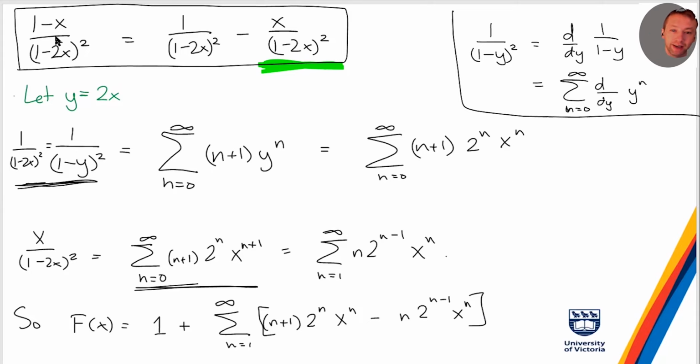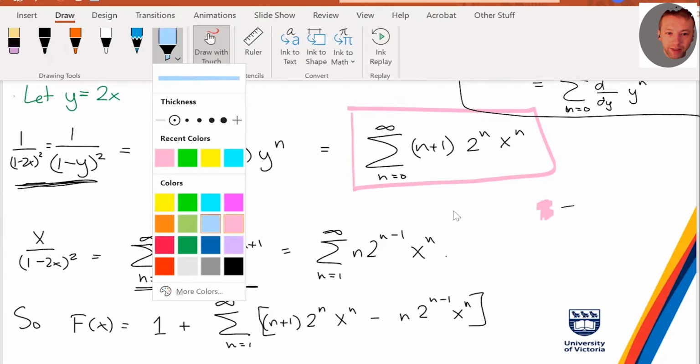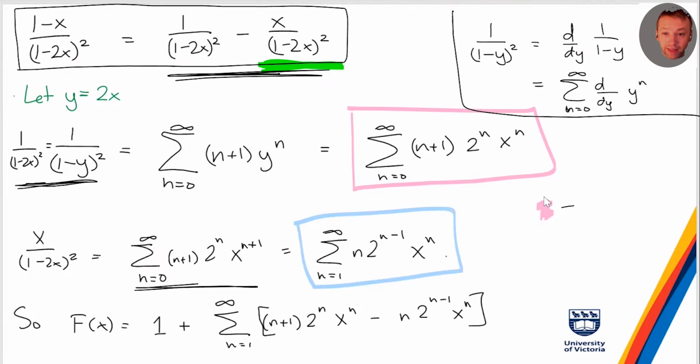So what is f of x? Remember we said f of x is equal to this thing minus that thing. So what we have to do is take the thing in this pink box, minus the thing in this blue box, and that's f of x. Now you have to be a little bit careful with the indices because this one starts at 0 and that one starts at 1, but that's fine.